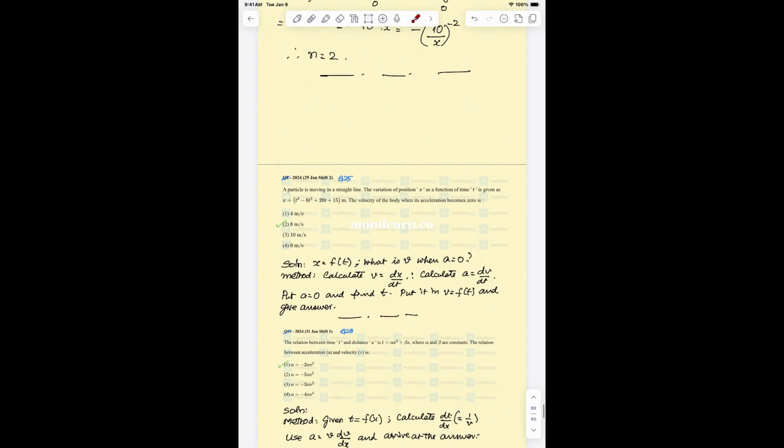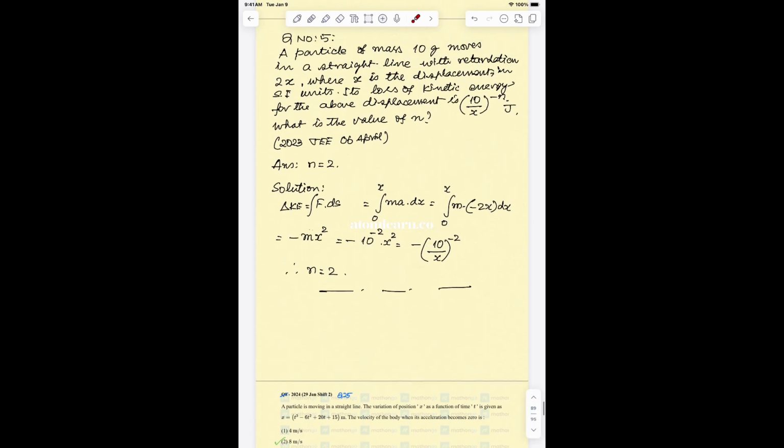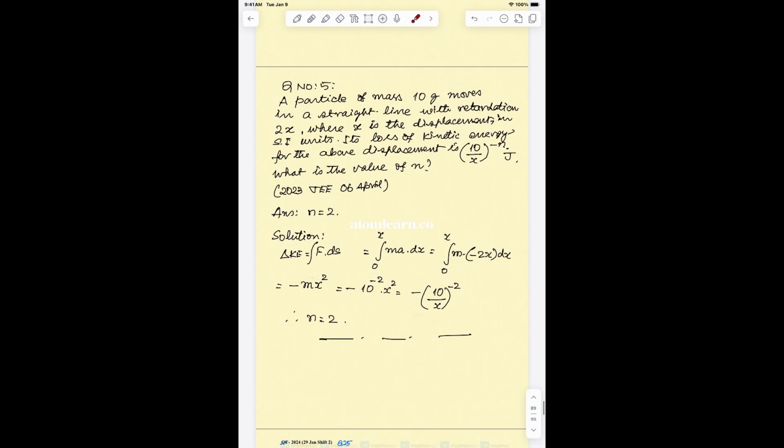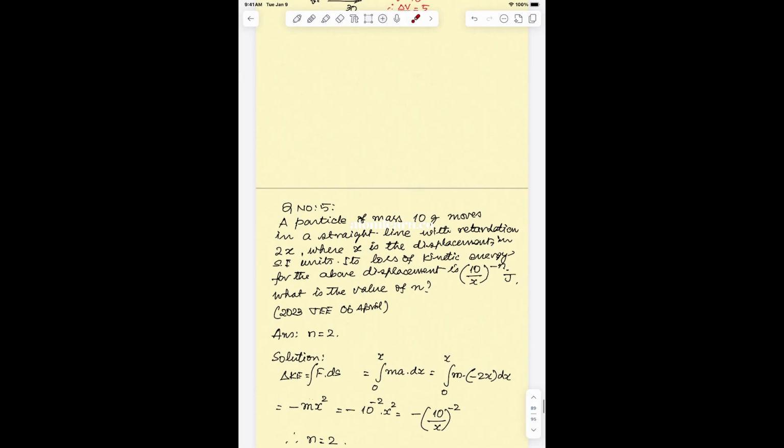Pretty simple. Now we go to the JEE Main type of question which has come. Therefore, NEET people need not attempt the JEE type of questions. On this, we will just see this.